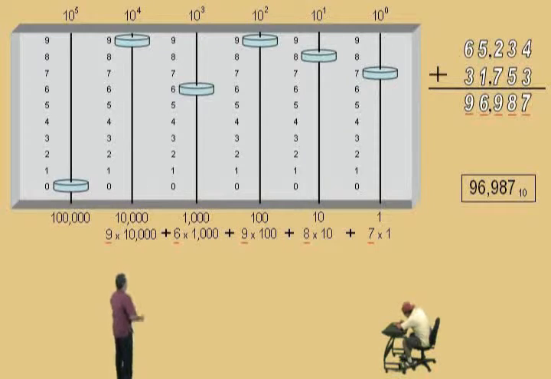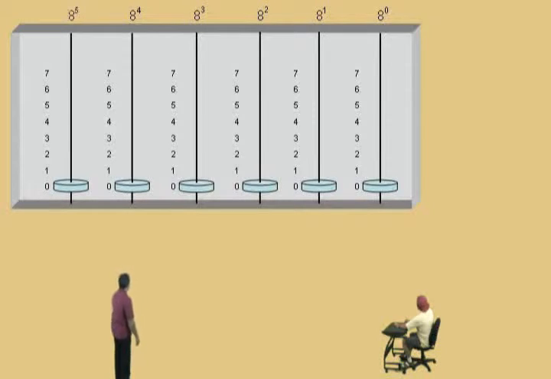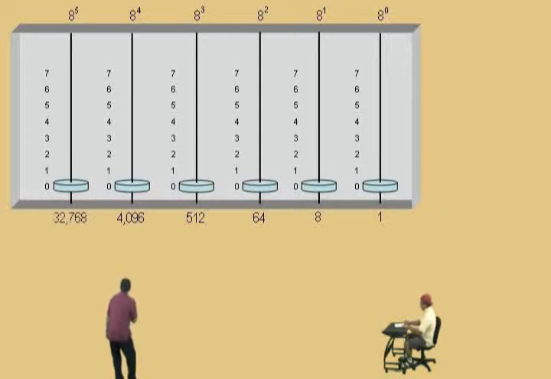Now let's move on to a base 8 number, and in base 8, you only have 8 digits, 0 through 7. Okay, here we go, Charlie. Now, our first column is our ones because that's 8 to the 0. And then we have 8 to the first, 8 squared, 8 cubed, 8 to the fourth, and 8 to the fifth. Now remember, 8 to the 0 is 1, 8 to the first is 8, 8 squared is 64, 8 cubed is 512, 8 to the fourth is 4,096, and 8 to the fifth is 32,768.